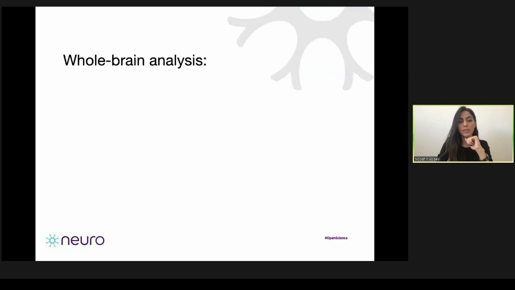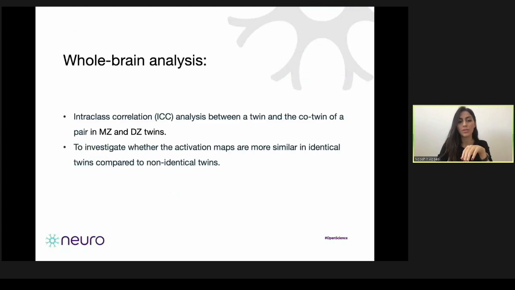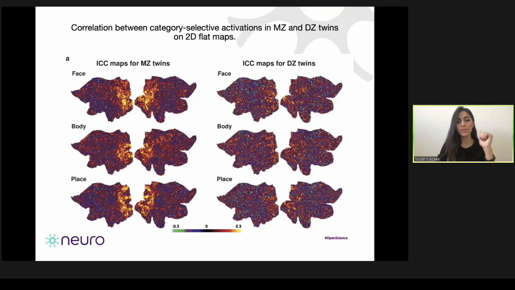As the first step, we did a whole brain analysis in order to assess whether the activation maps are more similar in identical twins compared to non-identical twins by performing intra-class correlation analysis between a twin and the co-twin of a pair in MZ and DZ twins. We then visualized the intra-class correlation coefficients on 2D flat maps of the brain. And as you can see here, the correlation coefficients are higher in the MZ group compared to DZ, reflecting more similarity in the activation pattern of MZ twins, particularly on the posterior part of the brain.